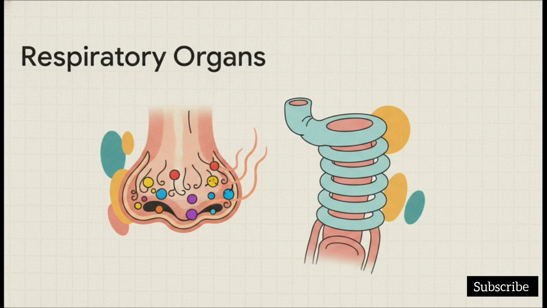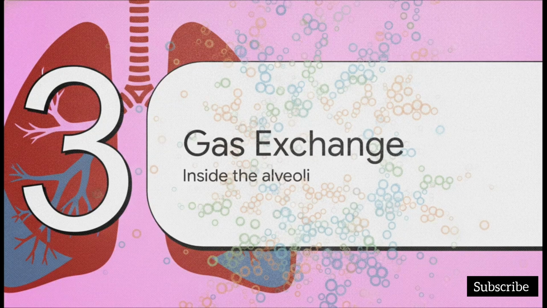Let's look a little closer at a couple of these parts, starting with the nose. Your nose is actually doing 3 amazing protective jobs at once. It filters out dust using tiny hairs, it warms the air up, and it moistens it before it ever reaches your lungs. It's basically a built-in air purifier. Then there's the trachea. This tube is reinforced by C-shaped cartilage rings. Why does that matter? Because those rings stop your windpipe from collapsing, so your airway stays safely open no matter what.